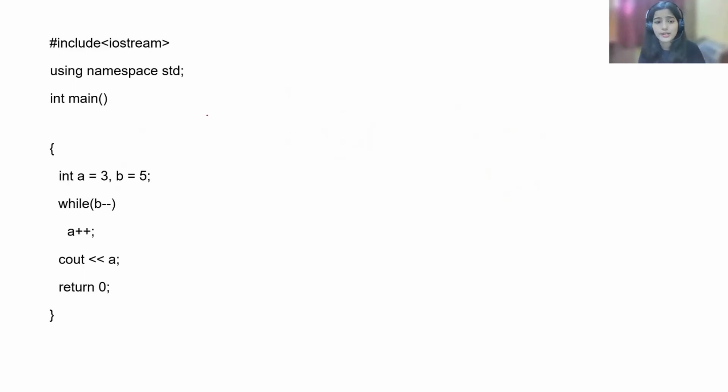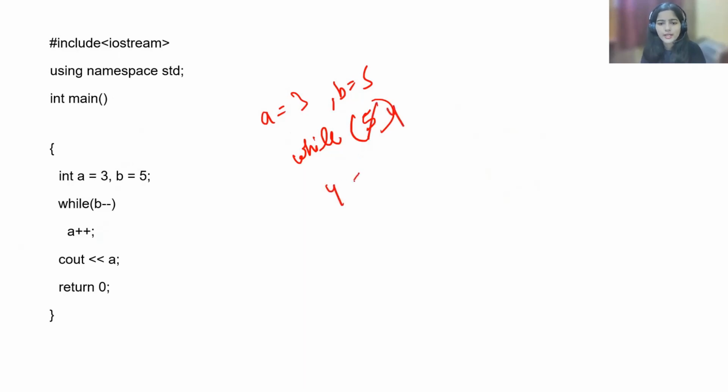Again, this is also a very easy question. Well, here what we are having is integer values a equal to 3, b equal to 5. Now simply what we are doing is while b minus minus. So as of now, b is 5. So simply we are incrementing the value of a. So first of all, b is 5, so a value will be what? 4. Then it will be 4, then a value will be 5.